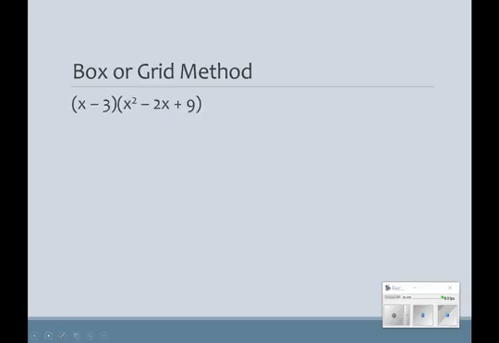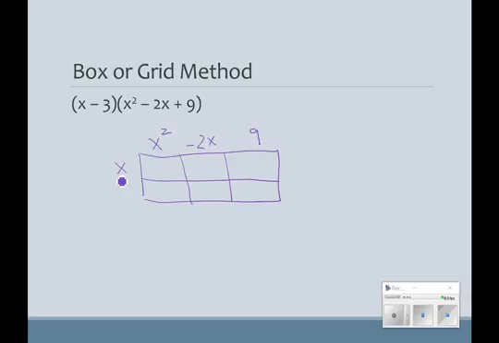The other nice thing about it, we can still distribute when we've got a binomial times a trinomial, but I think the box method makes it a lot easier to keep track of what I'm multiplying. So across the top, I'm going to put 3 terms. I'm going to put my x squared minus 2x and my 9, and then x minus 3 along the bottom. So in that top left is x times x squared, which is x cubed. Here, negative 2x times x is negative 2x squared. And then plus 9x.